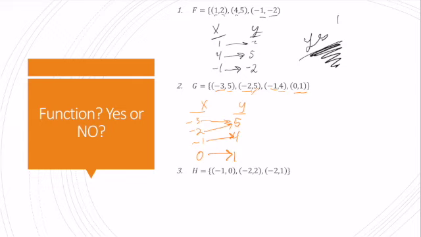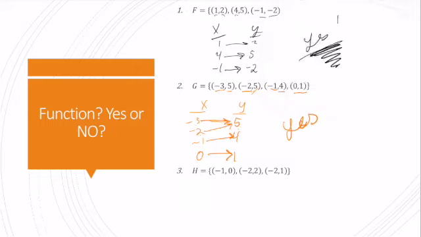Is this a function? Okay, if I push a negative 3, I get a 5. If I push a negative 2, I get a 5. So even though I have two x's that have the same y value, this vending machine would still work. So yes, this is a function.